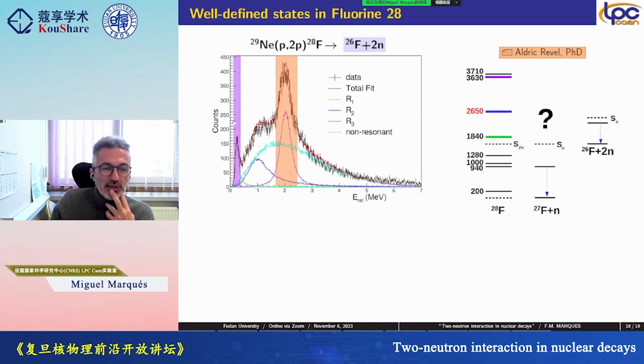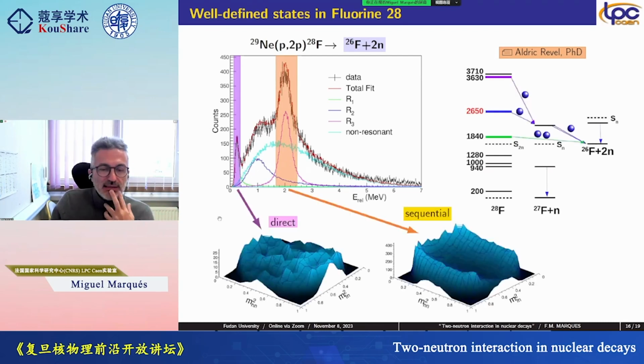And for this, we gate. So unlike the work from GSI, here we have clear peaks. So we can gate on them and we can see the Dalitz plot. And you see a strong difference. So for this state here, you have a slight increase in the neutron-neutron interaction, but mostly you have these structures in fragment-neutron that show that the decay is sequential. And you see here that you are going through this state in fluorine-27.